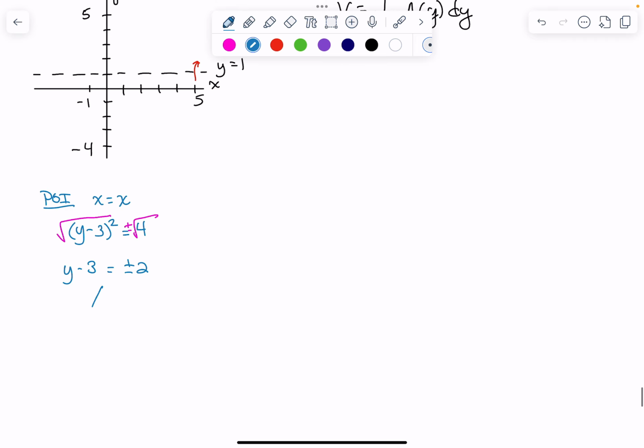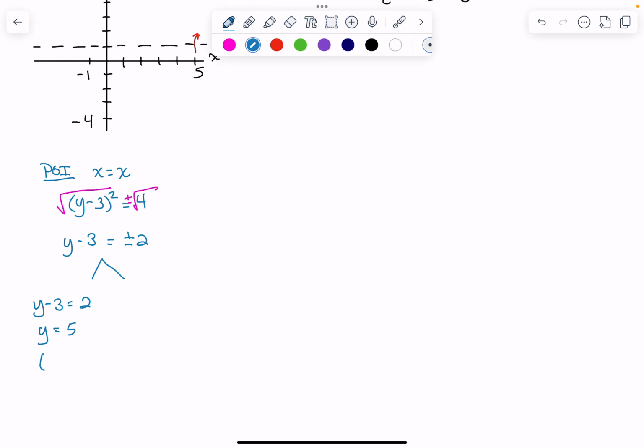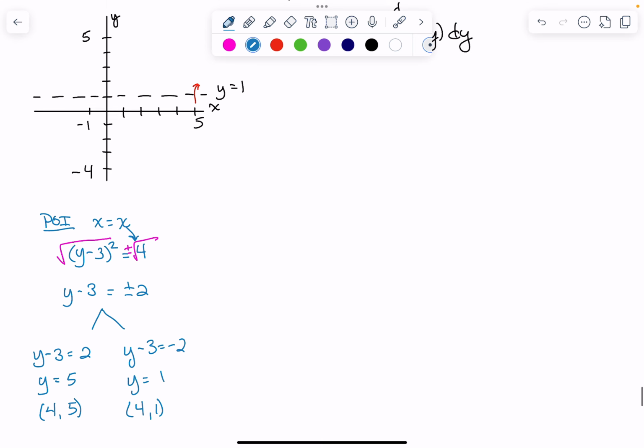So I'm going to split it into two. I've got y minus 3 equal to positive 2. That's going to give me y equal to 5. Remember my x value here was 4, so I'm going to have a point at (4, 5). For my second one, y minus 3 is equal to negative 2, so y equals 1. I'm going to have a point at (4, 1). Those give me two points for my graph.